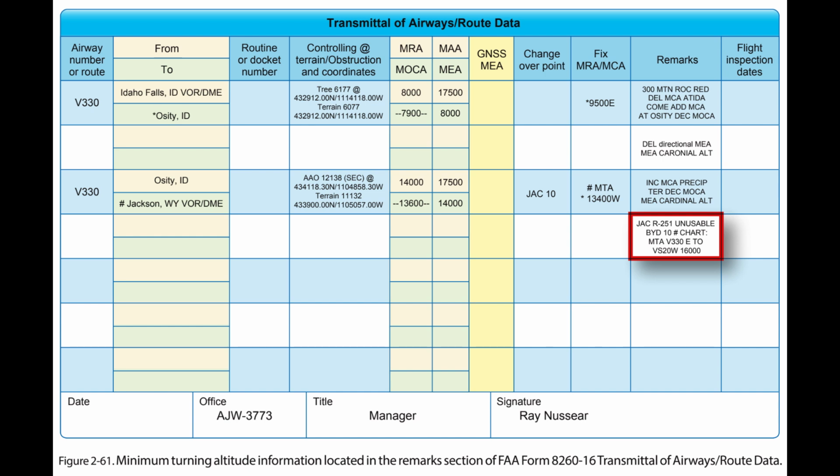End of page 2-39. MTA V465NETO V330W or V520W 16,000.